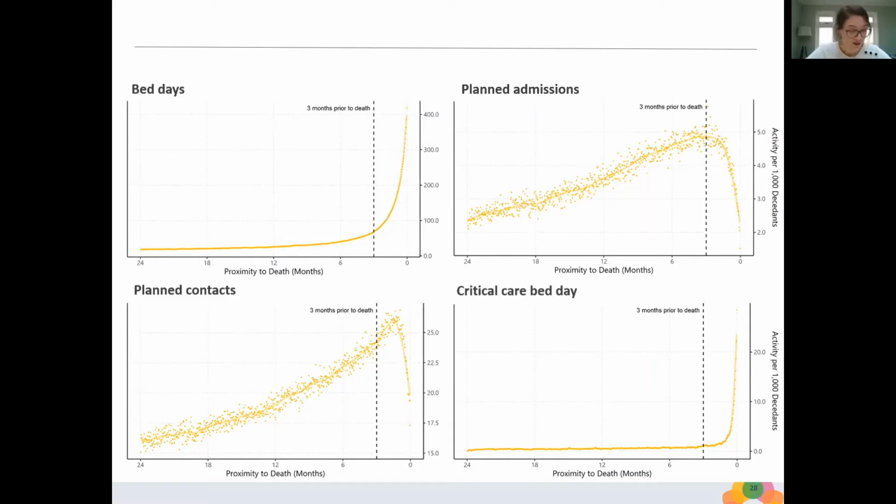For planned admissions, they don't quite start from 0, but they do start low, and they increase steadily over the 2-year period. They come to a rounded peak at around about 3 months before death, at which point use starts to decline. And then planned contacts, they start higher, from around about 15 activities. They also increase steadily over the 2-year period, and they come to a sharp peak in the weeks before death.